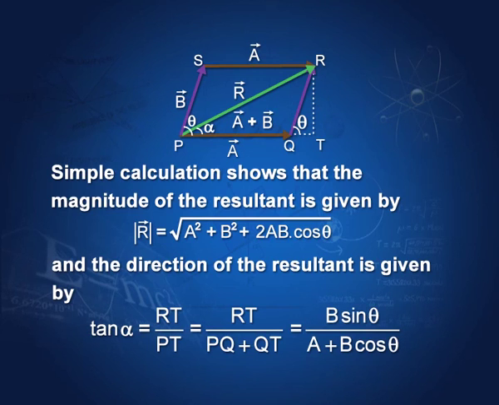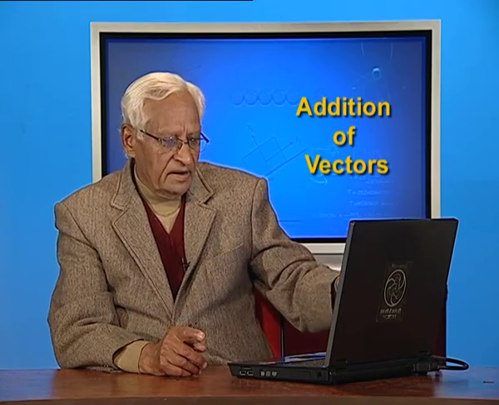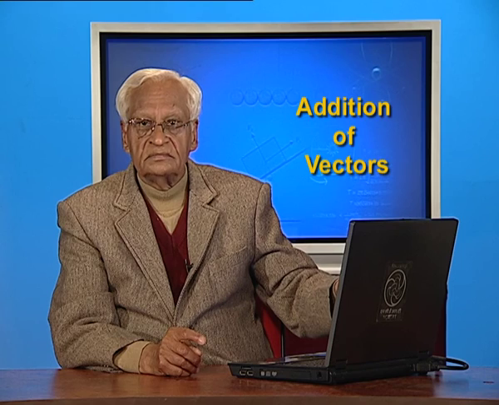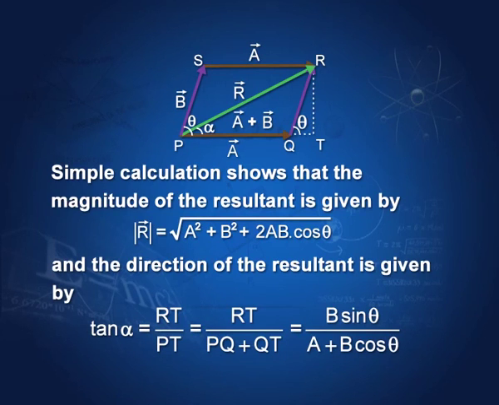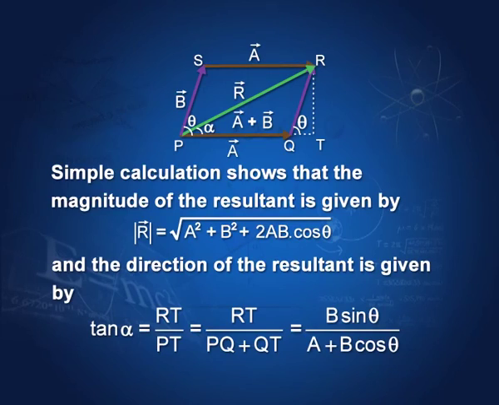q to t. And now we can make a simple calculation, it is not difficult, and you will get the magnitude of the vector r equal to the square root of a square plus b square plus 2ab cos theta. A simple trigonometry would give you this result, and the direction of the resultant, that is angle alpha, is given by tan alpha equal to r t by p q plus q t. It is b sin theta divided by a plus b cos theta.